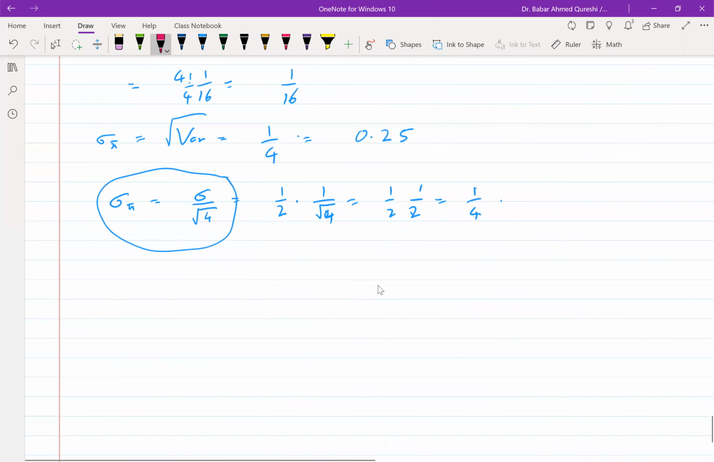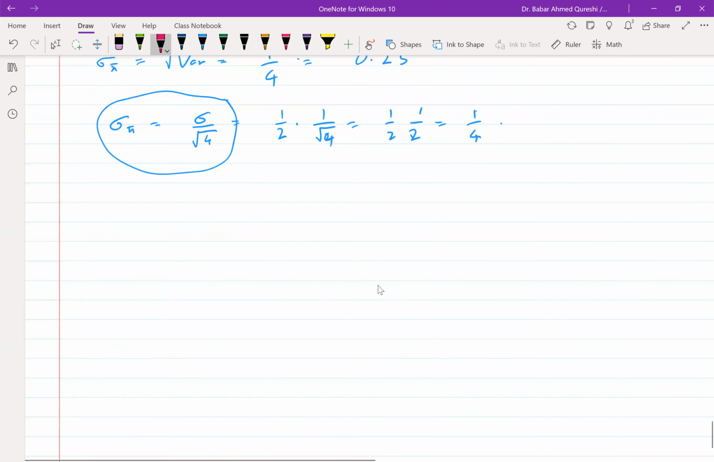So this is actually a theorem. We won't prove this theorem, but we will use it a lot. So it's very, very important. This is called the central limit theorem.